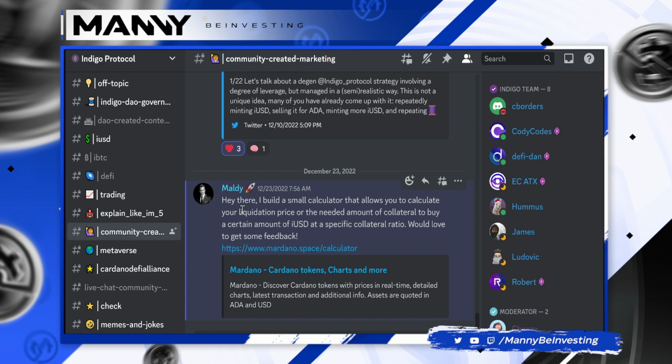So this guy here in the Discord says, "Hey there, a small calculator that allows you to calculate your liquidation price or the needed amount of collateral to buy a certain amount of IUSD at a specific collateral ratio. Would love some feedback." And then of course he has the link there.